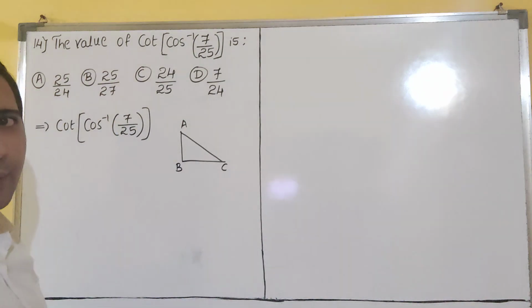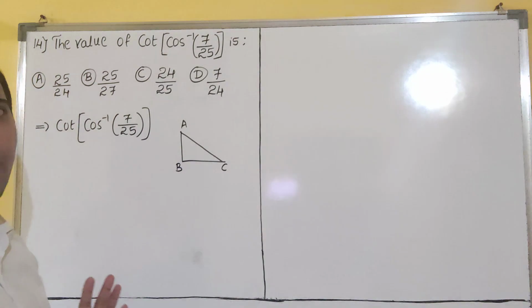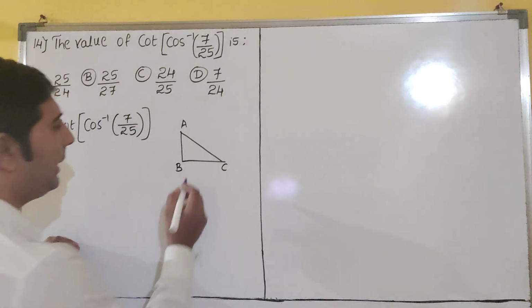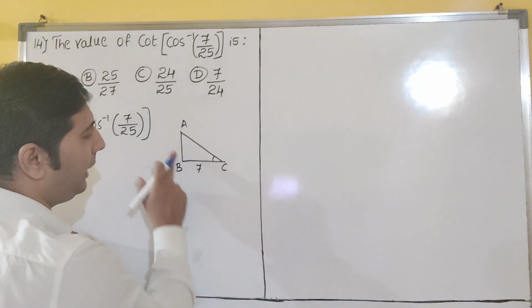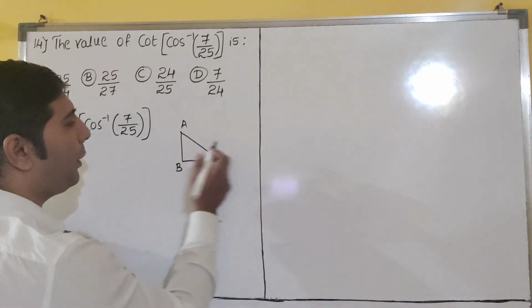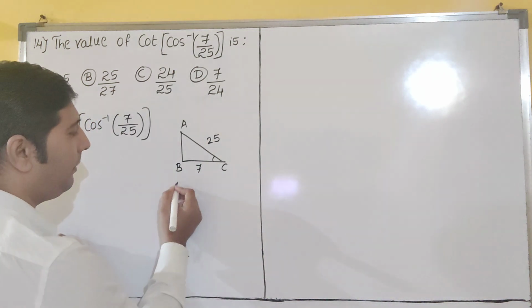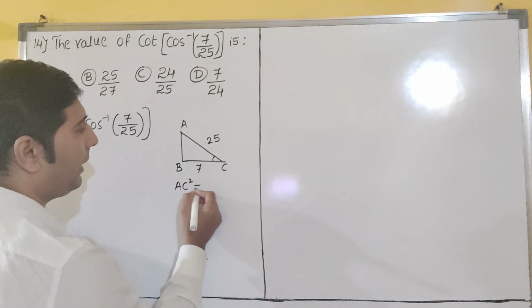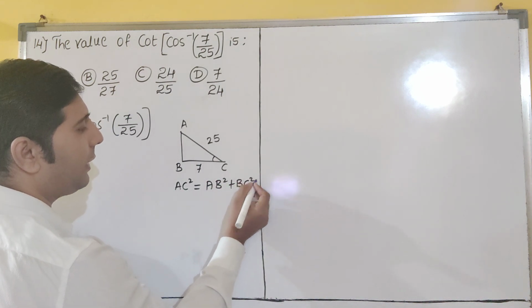Adjacent by hypotenuse we will say. Yes or no? Cos is what? Adjacent by hypotenuse, dear students. Adjacent is how much? That is 7. Here if you take the angle, this is opposite, this is adjacent. Hypotenuse is how much? 25. So now use the Pythagoras theorem. AC square is equal to AB square plus BC square, dear students.